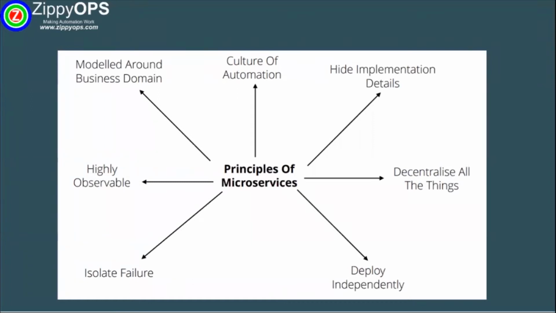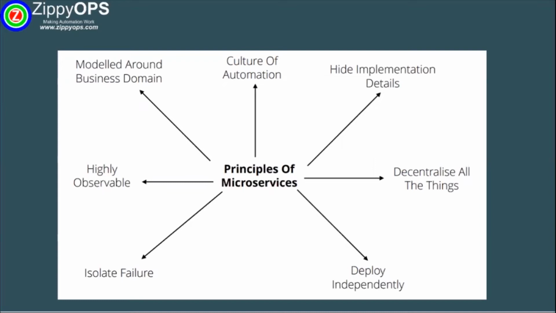Okay. And then the microservice should be modeled around the business domain, not on the technical domain, which I already explained. And it should use the culture of automation. When I develop an application, the deployment of the application or testing of the application, or if I want to do upgrade of the application, all these things should be automated. Okay. And it should hide the implementation details.